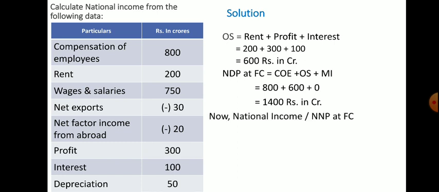Now we have to convert it into national income or NNP at FC. With NDP at FC we simply add NFIA, that is net factor income from abroad, then we get the national income. So 1400 plus minus 20, because net factor income from abroad is negative, so we write it as negative. The value of national income is 1380 crores.